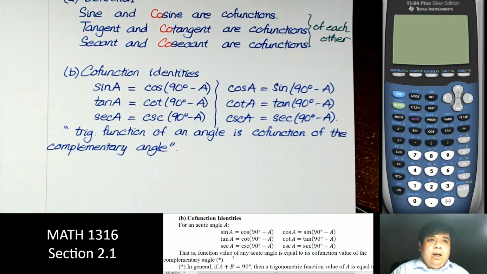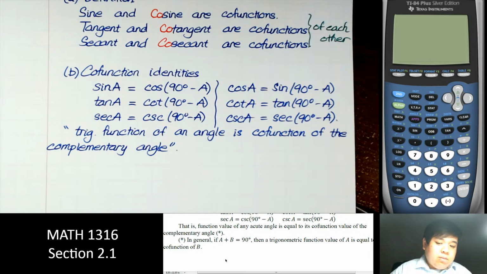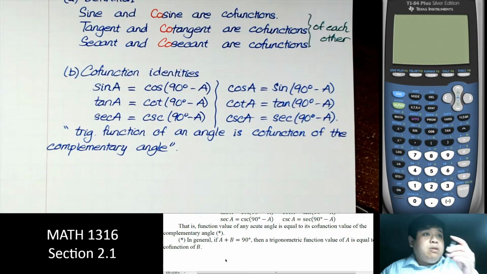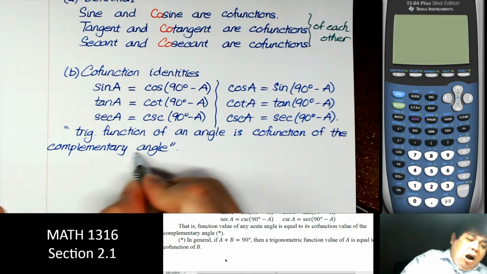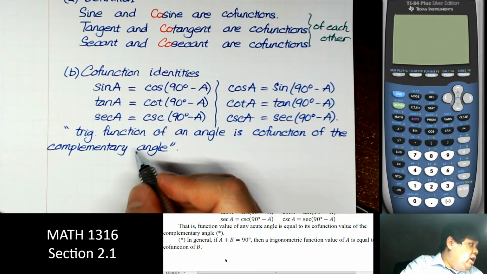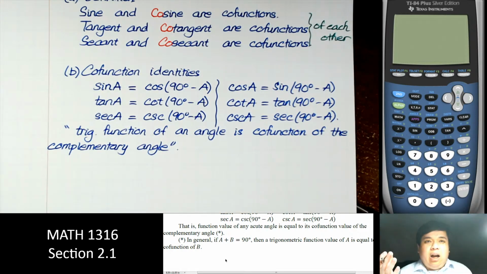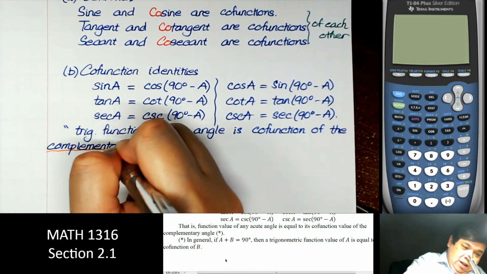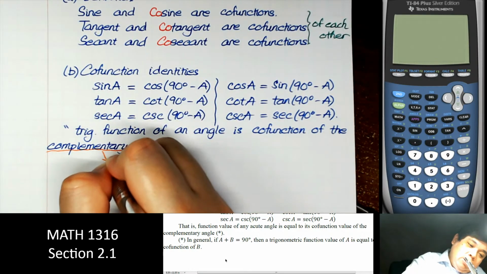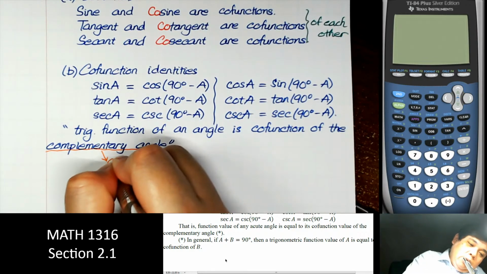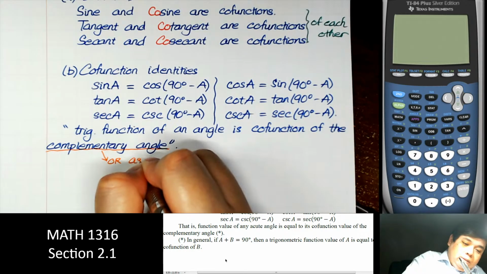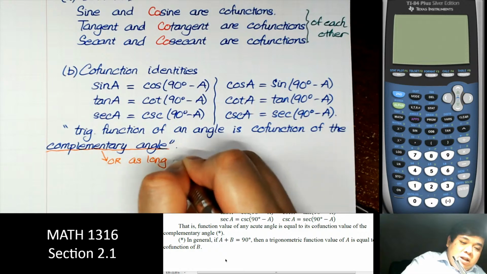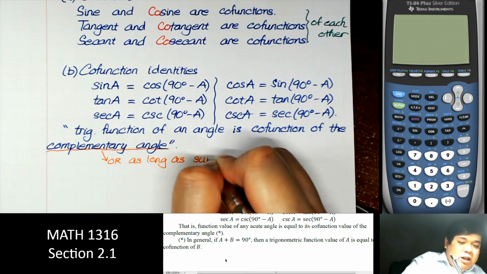Right. So that's what the theorem says. We have just a little note here. Complementary angle, the way we defined it earlier, is only for acute angles, but here we extend that to as long as the sum equals 90.